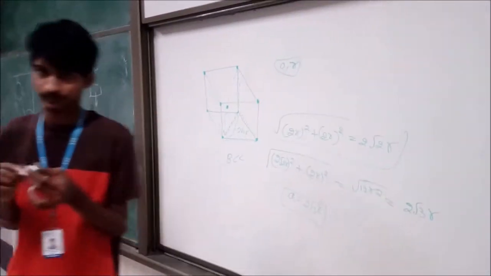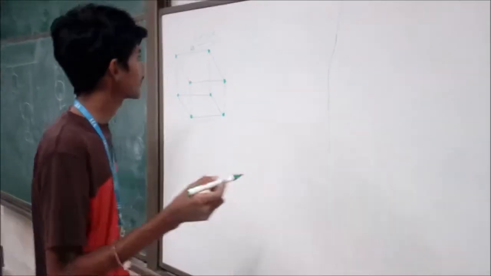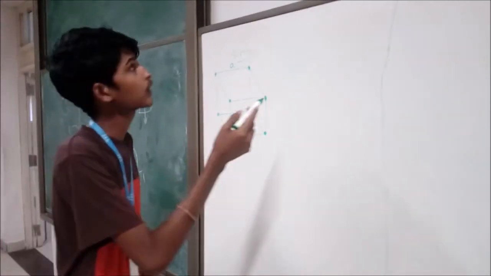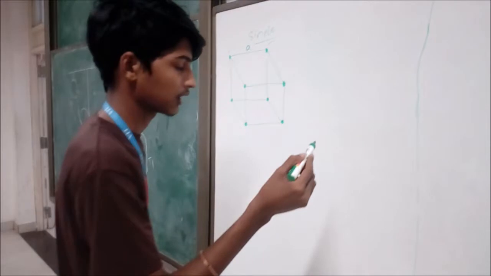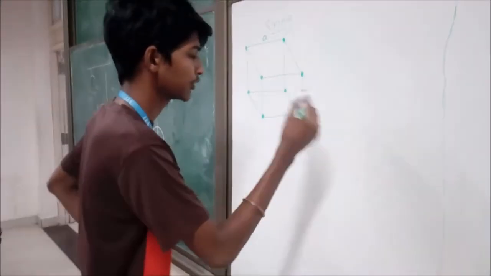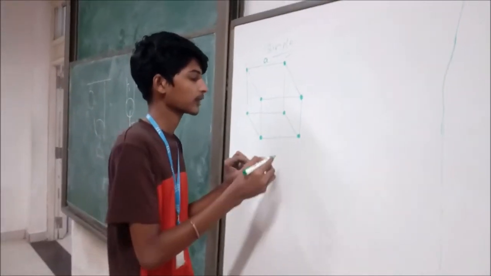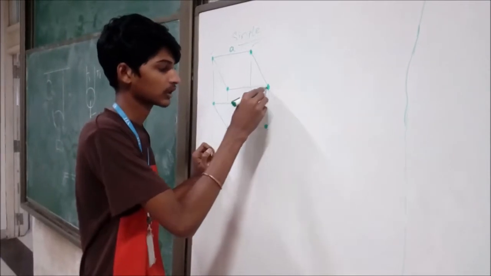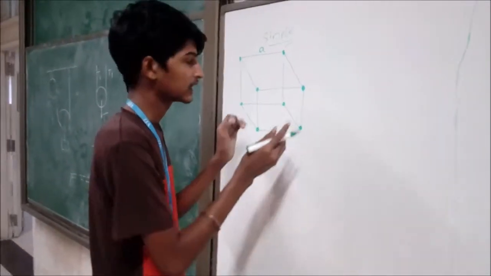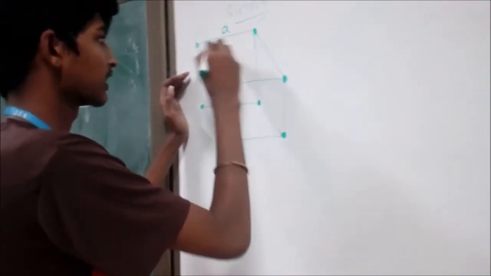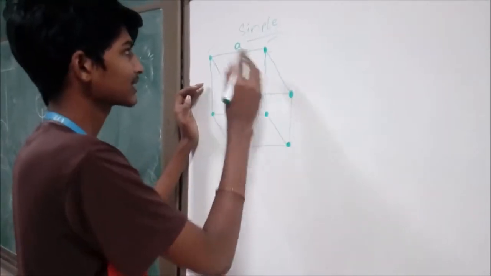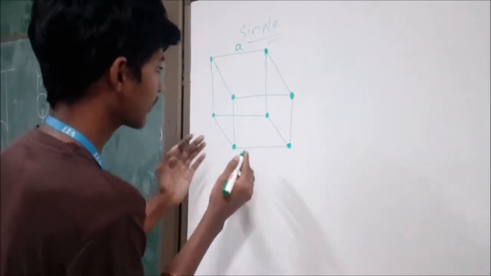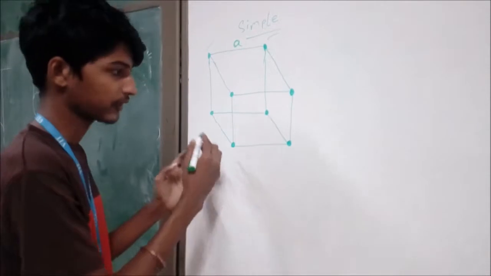Thank you. Hi guys. Now I will be explaining how to calculate the number of atoms in a unit cell. When I say number of atoms, I don't mean the number of atoms that we can count, but the number of atoms that actually contribute to the unit cell. For example, take this simple unit cell. In this we have 8 atoms if you count them physically.